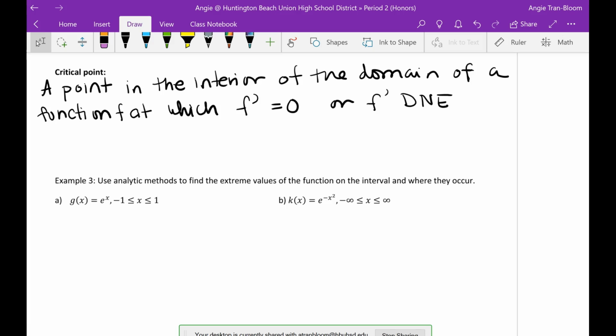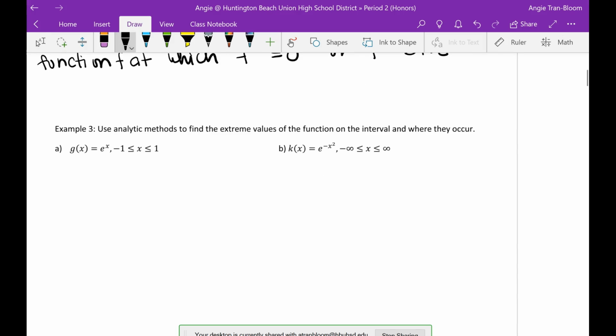Thank you. So what this means in plain English, guys, is use analytic method. That means algebraic or calculus method to find any min or max. It doesn't have to be pertaining to absolute or local. Just find min or max. Because this is our first example ever, I'm going to spell out everything I do.